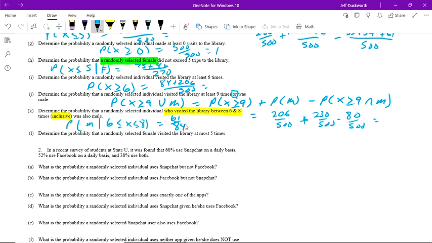And our last one on this problem, and I think I'll cut it after this and I'll make another video for the other ones. Determine the probability that a randomly selected female visited the library at most 5 times. So here we go. We have another conditional, randomly selected female. So our notation for this will be probability at most. That means less than or equal to. So X is less than or equal to 5, given female.